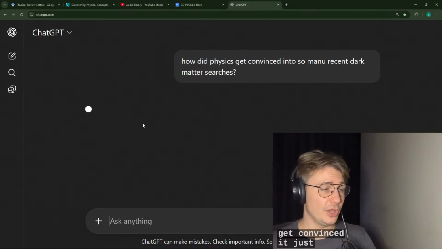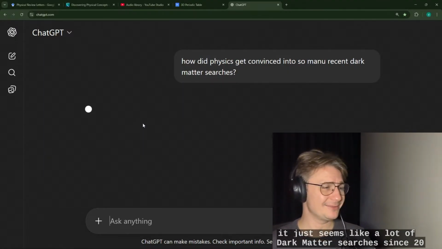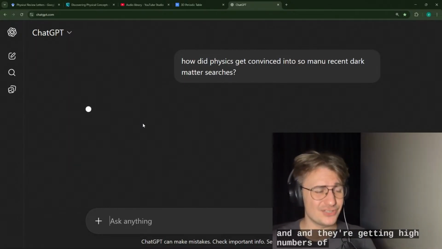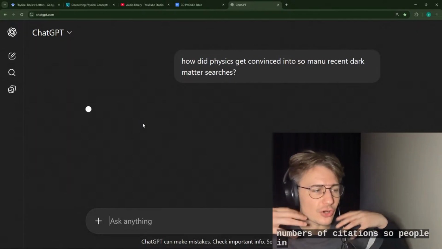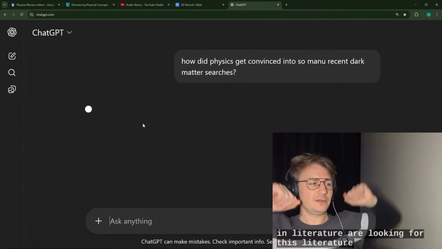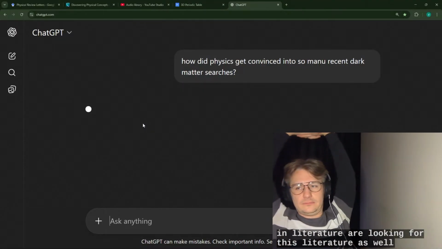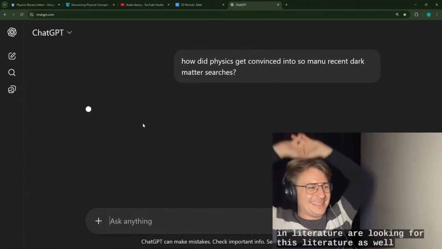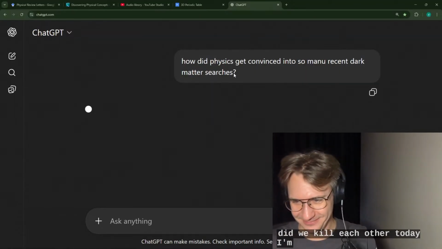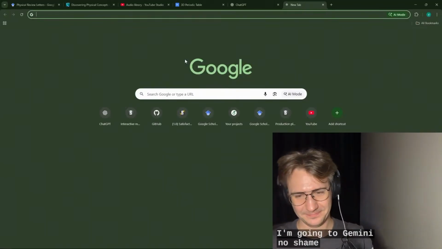It just seems like a lot of dark matter searches since 2020, and they're getting high numbers of citations. So people in literature are looking for this literature as well. Did we kill ChatGPT today? I'm going to Gemini. No shame.